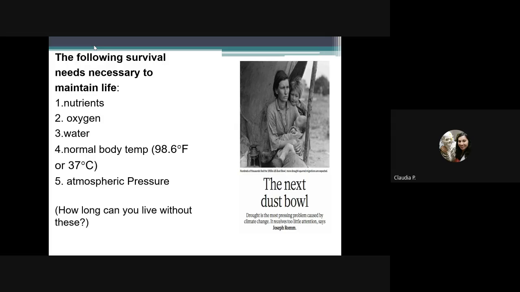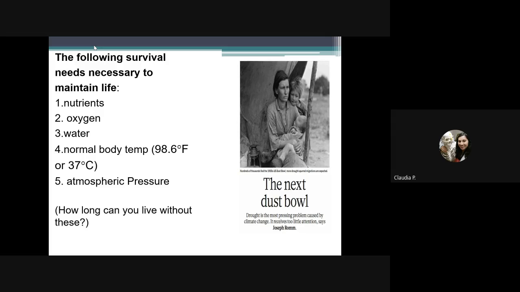Okay, number two. For the nutrients, why do we need them? To keep our cells alive, to keep our organs alive, functioning and healthy. And then the threshold, 3 weeks.